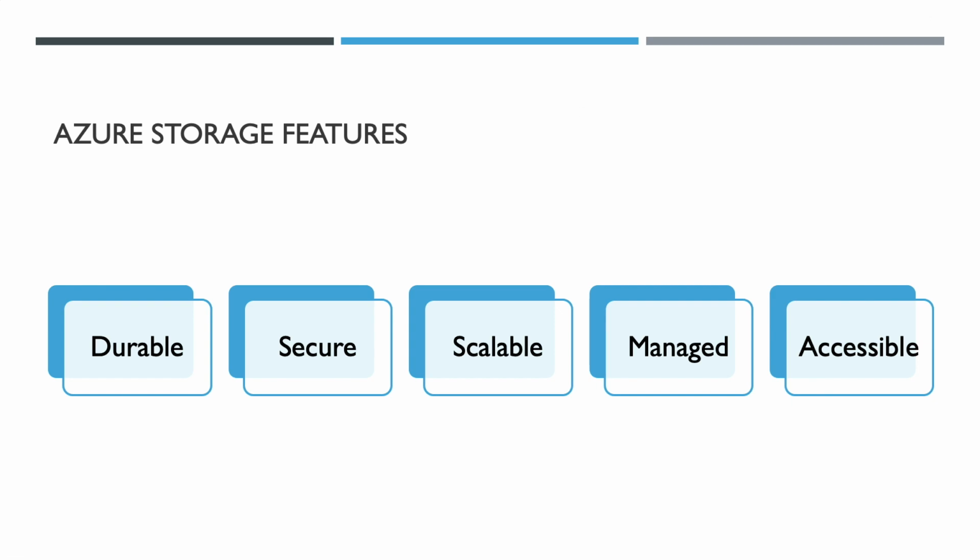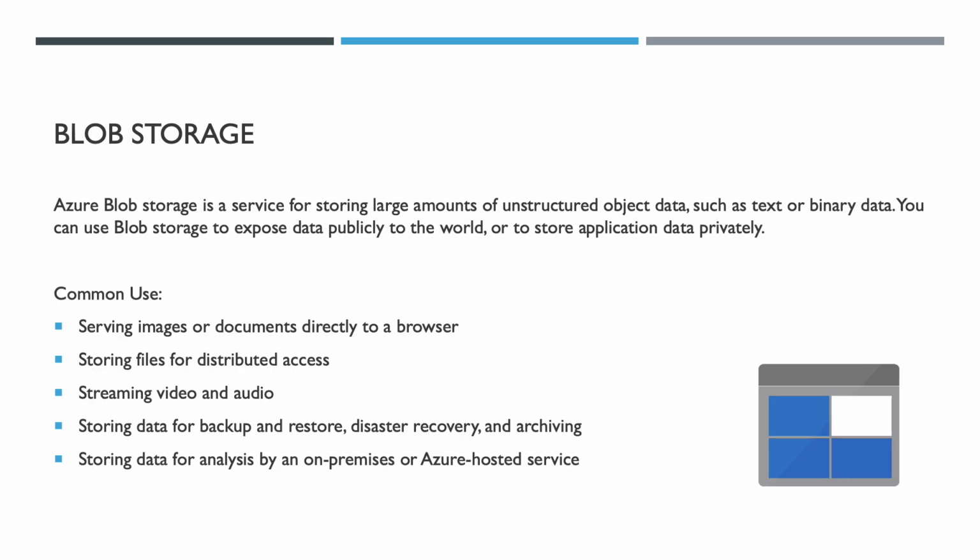So now let's start with blobs. So what is blob storage? Blob storage is a service for storing large amounts of unstructured objects in the cloud. So we can utilize blob storage to expose data publicly to the world, or we can store them privately. Common usages of blob storage include storing images and documents. As well, we can use it in order to stream videos and audio. We can use it as well for recovery and data backups, and for long-term backups as well.